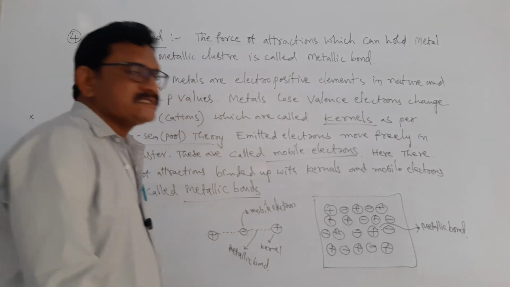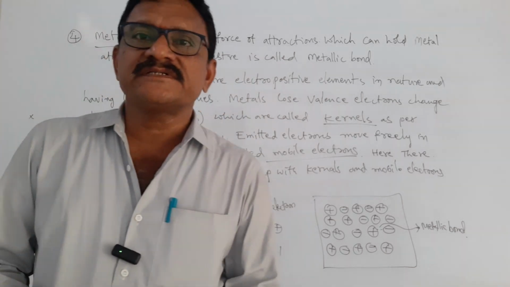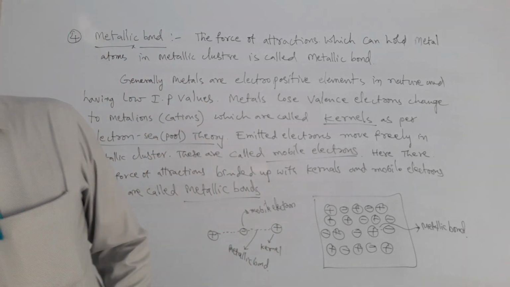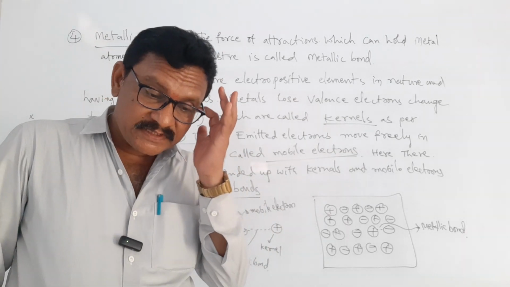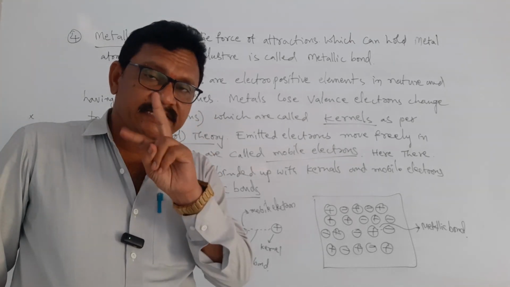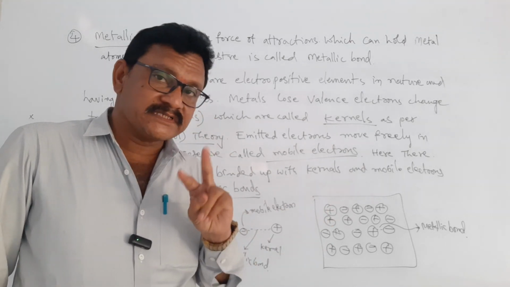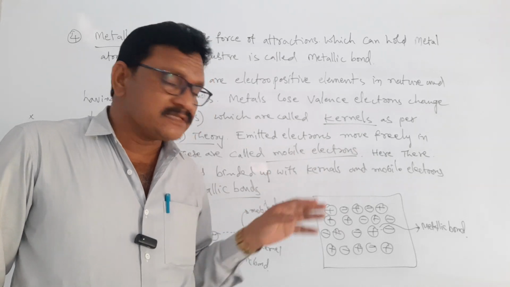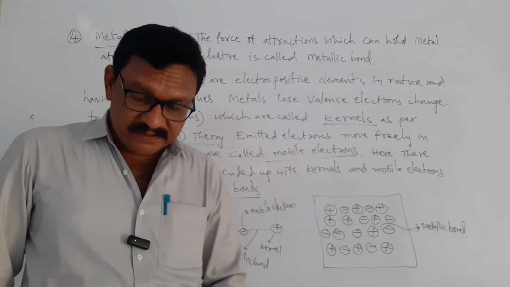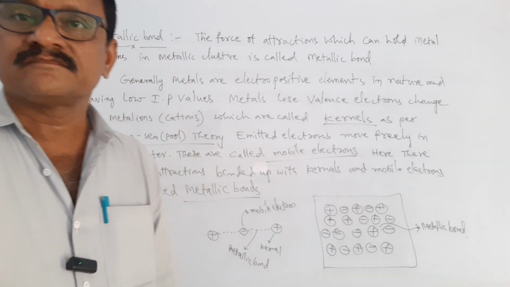Okay, this much information is enough, students. With this we completed two types of bonding: in addition to ionic and covalent bond, we studied coordinate covalent bond and also metallic bond. We have finished it. Let us stop here. The remaining part will continue in the next class.